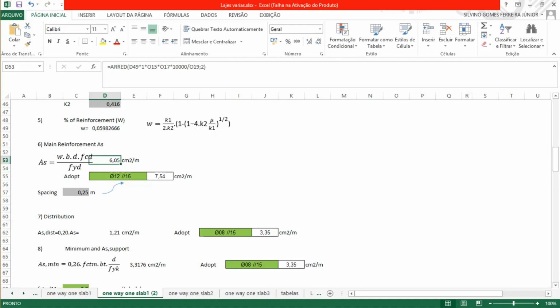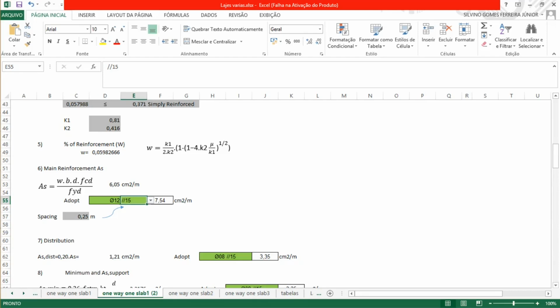So for spacing of this main reinforcement, I like to limit it to 25 centimeters. And in some codes in Europe you have this spacing. You can determine it by 1.5 multiplied by the height, and since I limited this to 25, you use the minimum value between 1.5 multiplied by the height or 25. In this case it gives us 0.25 meters.